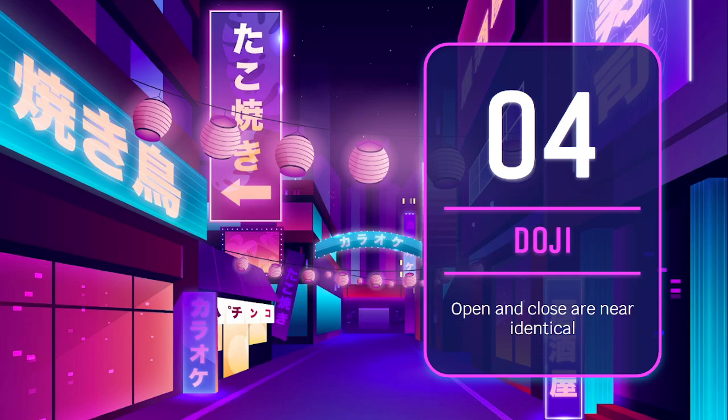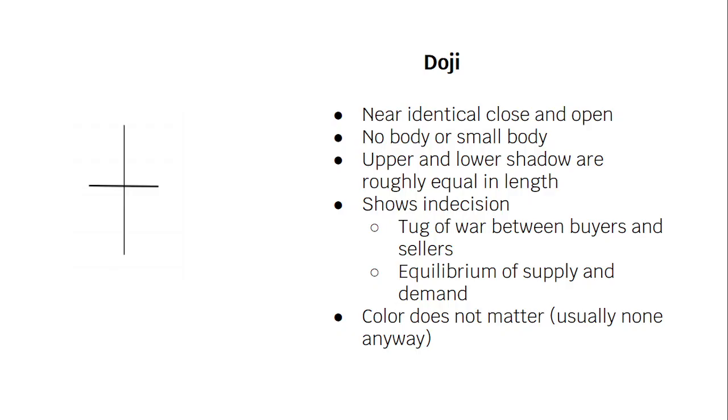So let's talk about dojis. The thing about dojis is that they're going to open and close at the same price, so the open and the close are near identical. Here we've got just a plain old doji. It looks like a plus sign, and there's no body, or it's just a very small body. The upper and lower shadow are roughly equal in length.